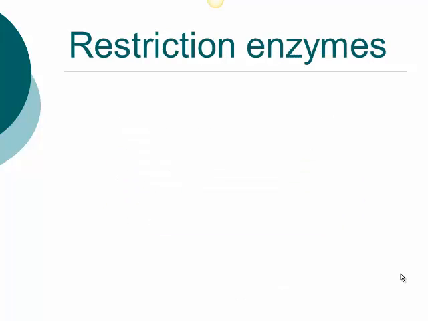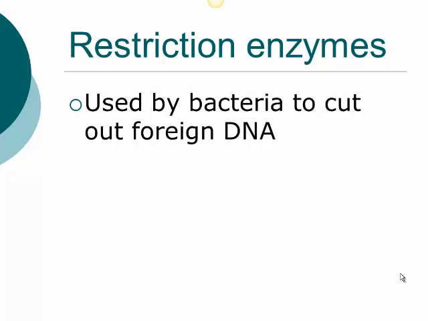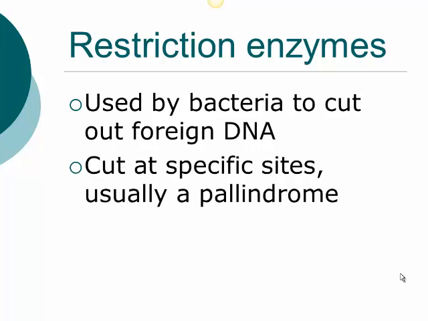Now let's talk about restriction enzymes. Restriction enzymes are used by bacteria to cut out foreign DNA. So if some foreign DNA does get in, they do have a way, an arsenal, an immune system, if you will, to get rid of it if they don't like it. And it will always cut at specific sites, and they're usually palindromes, and a palindrome is something like this, GAATTC. If you look at the other strand, it would read the same but backwards, and that's a palindrome.